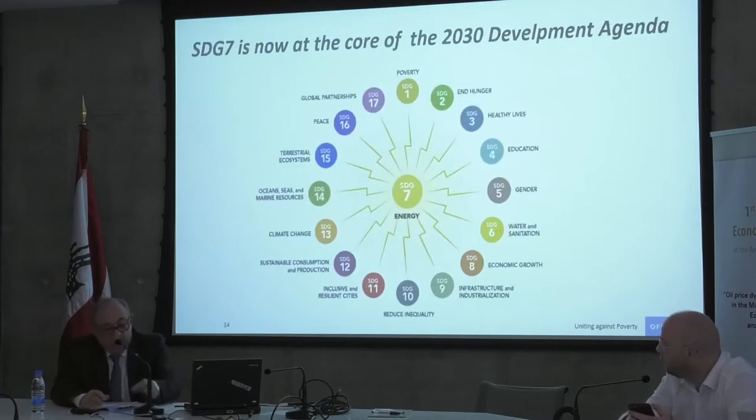On the first pillar, we have advocated tirelessly for energy to be given the priority it deserves in the post-2030 agenda. And we worked with other partners to put energy in this agenda. And now we see that energy access for reliable, affordable, and modern energy is at the core of the 2030 agenda as SDG 7 in the set of 17 Sustainable Development Goals.